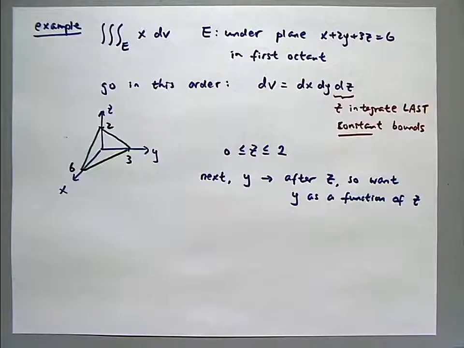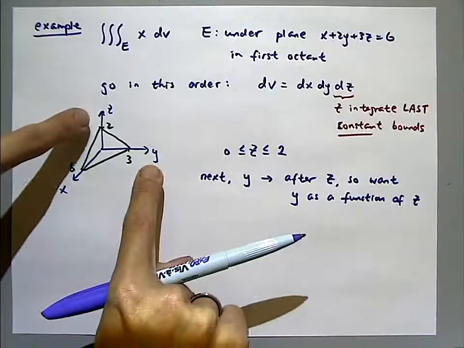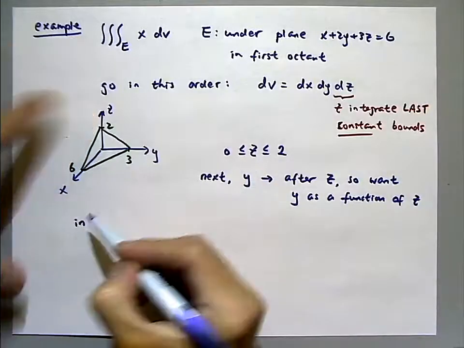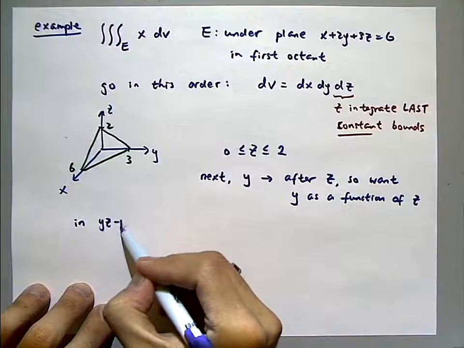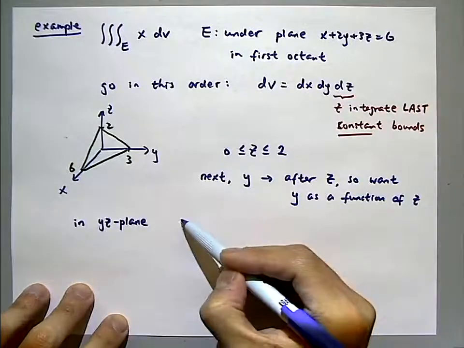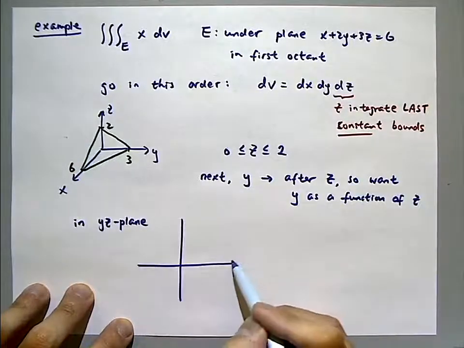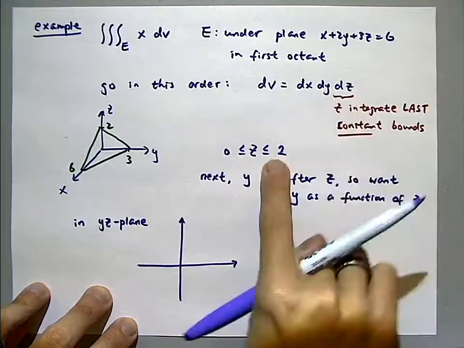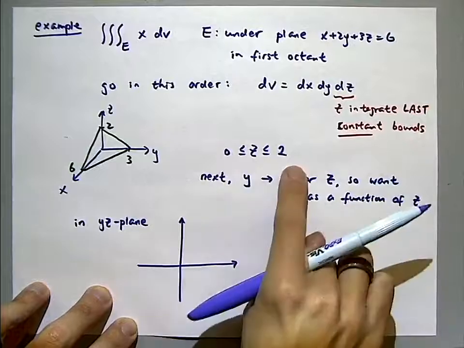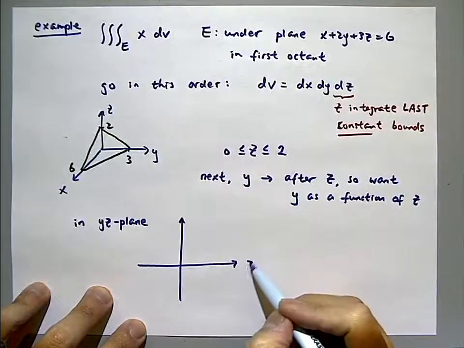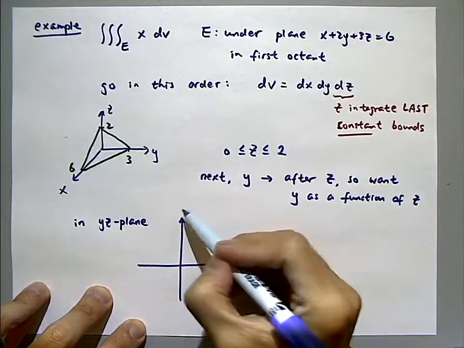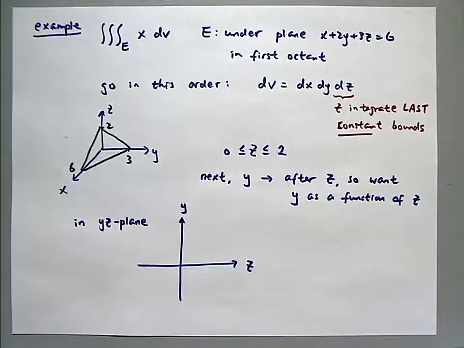So what I want to do here is to look at how y and z are related in the yz plane. And this time, z has already been determined. You choose a number somewhere between 0 and 2. So I know what z is. So I'm going to put z on the horizontal axis. That's already known. And I want to know how y will depend on z once I have chosen a z.